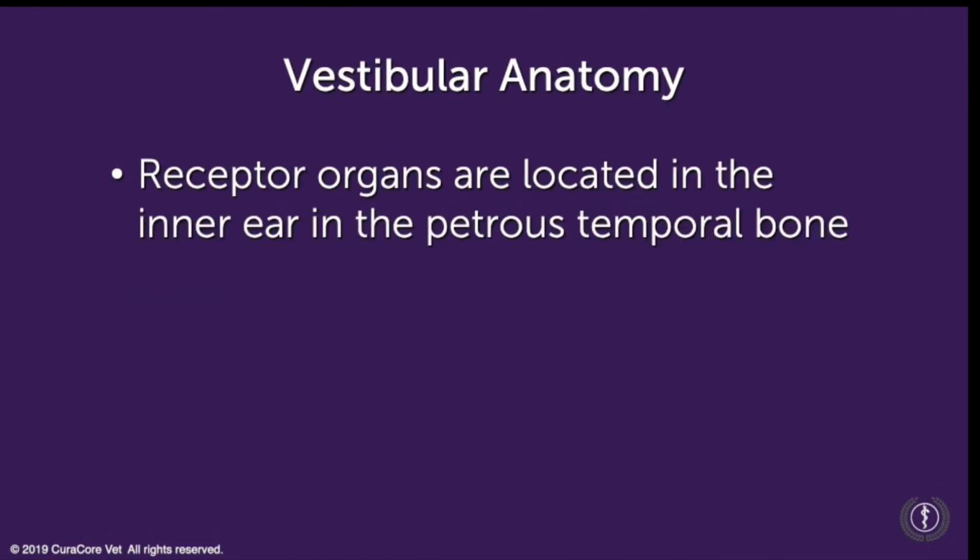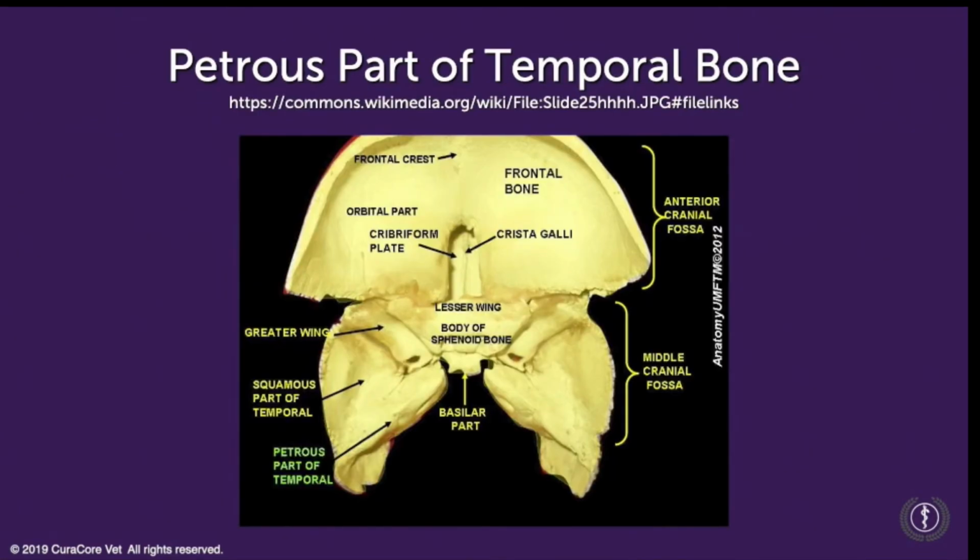In the vestibular anatomy, what we have are some receptor organs that are located in the inner ear of the petrous temporal bone. So you'll see on this slide, and this is the skull of a human, and the top has been taken off. So we have the frontal bone here and the temporal bones down here. And this kind of triangular shape is the petrous temporal bone, and that's where the vestibular receptor organs live.